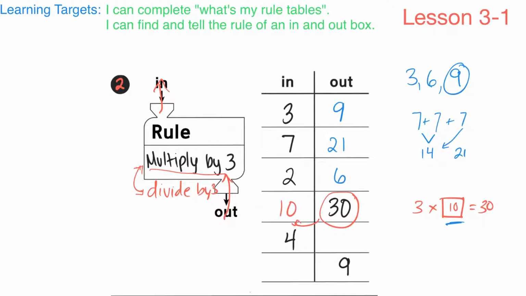If the rule was addition, think, what would the opposite be? The opposite of addition would, of course, be subtraction.